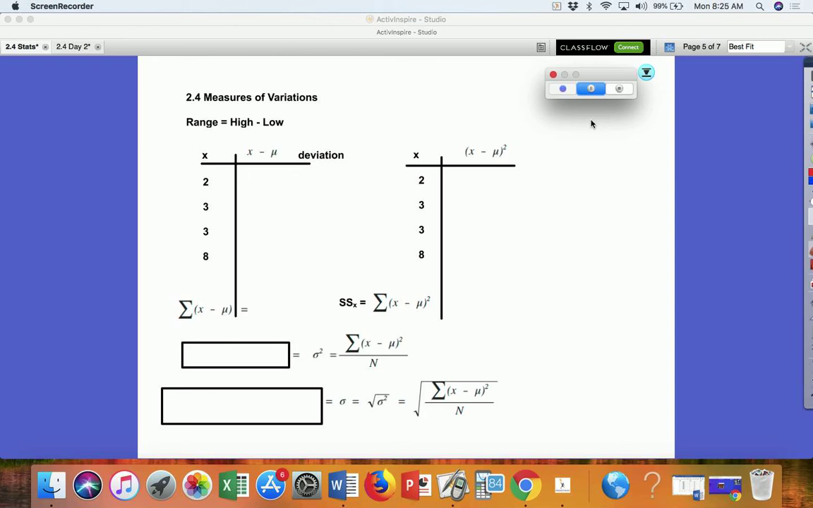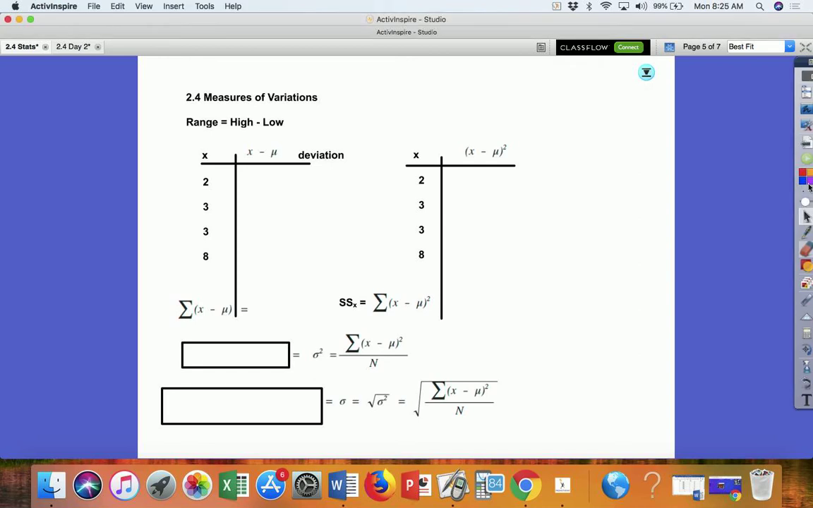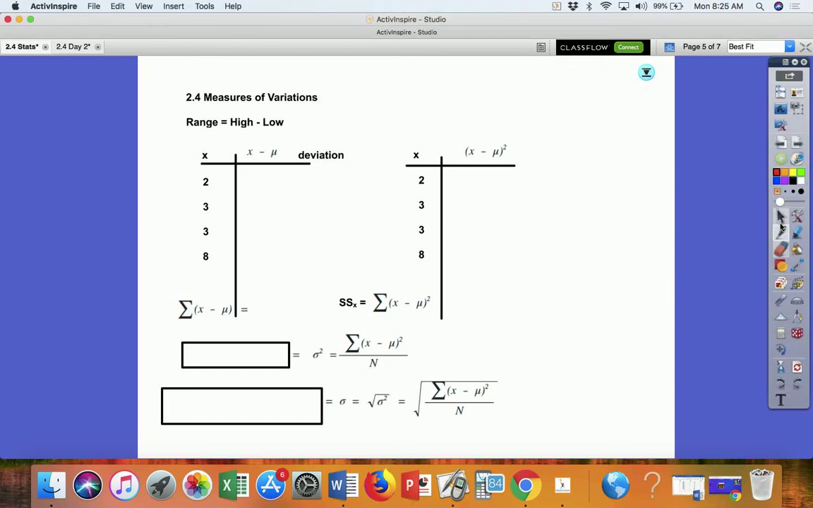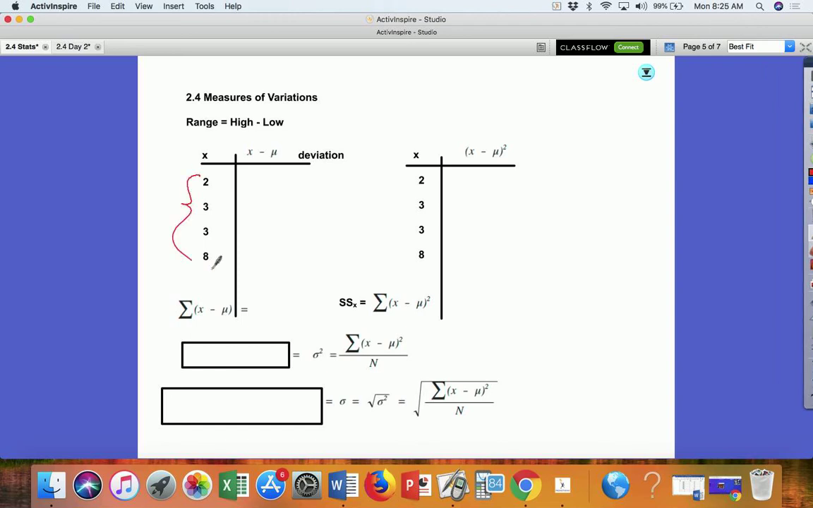Okay, so different measures of spread that we're going to talk about. We're going to talk about the standard deviation, but first we're going to talk about the range. The range is really a simple measure. It's just take the highest value minus the lowest. So here the range would be 6.